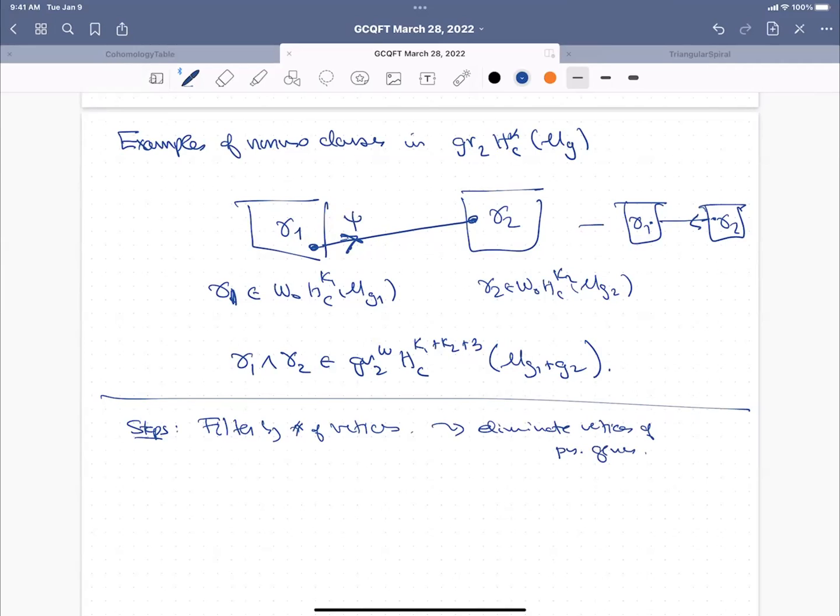Okay, and so then there's a sequence of quasi-isomorphisms. So that gets you, I think, almost to the halfway point in the paper, but let me stop there.